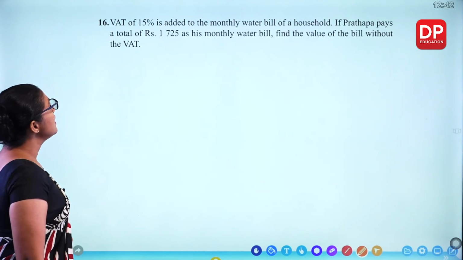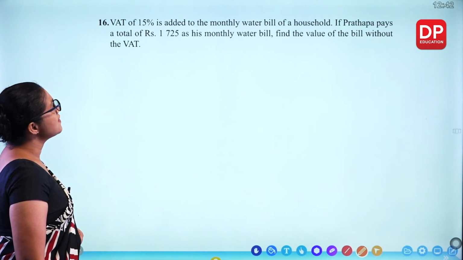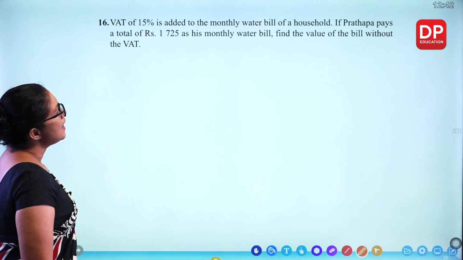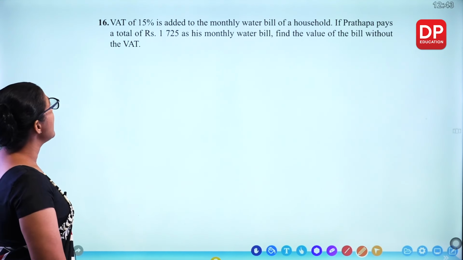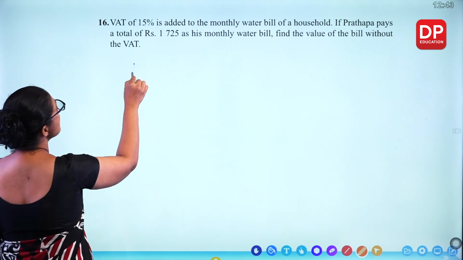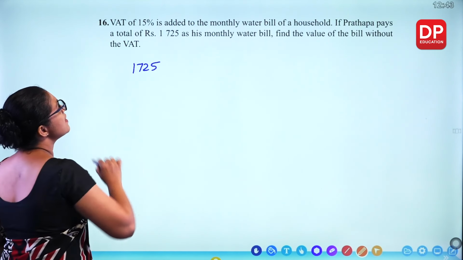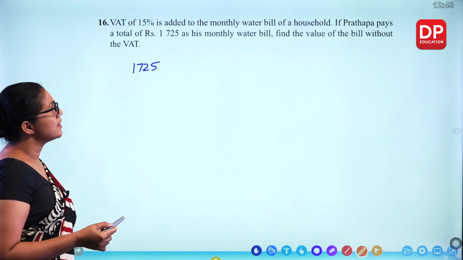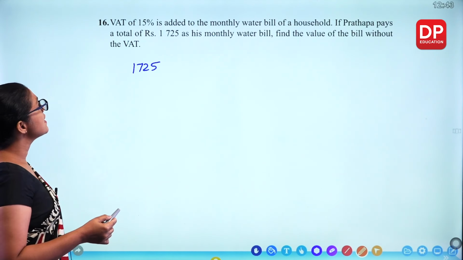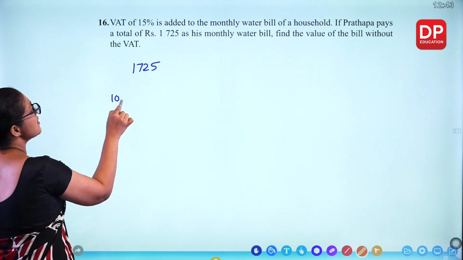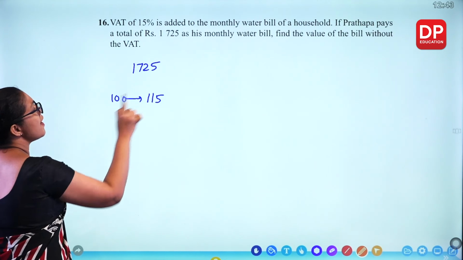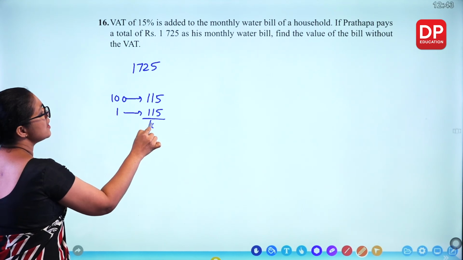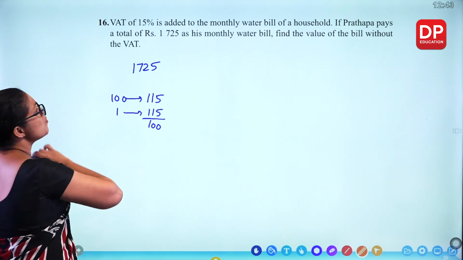Question number 16. VAT of 15% is added to the monthly water bill of a household. If Pratapa pays a total of 1,725 as his monthly water bill, find the value of the bill without the VAT. So what's the VAT percentage? 15%. If this is 100, you are paying 115. If this is one part, you are paying 115 over 100. So this is with the tax.